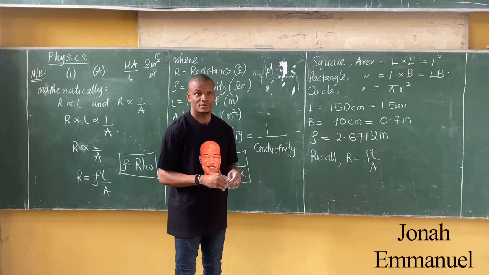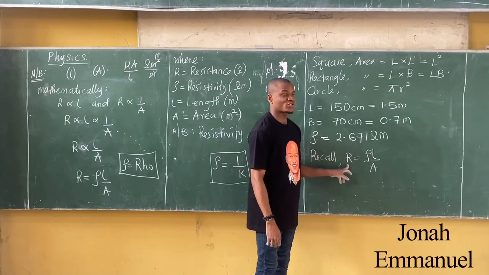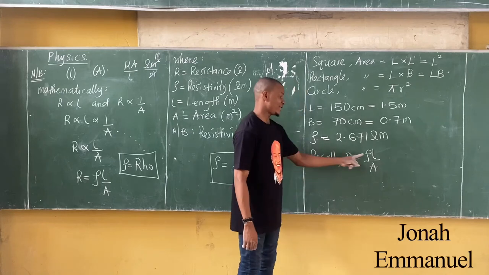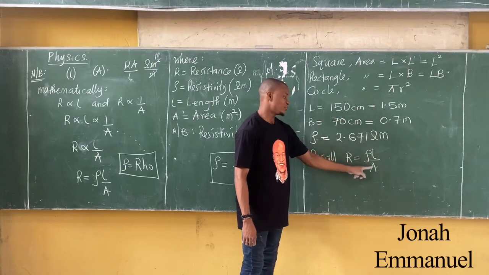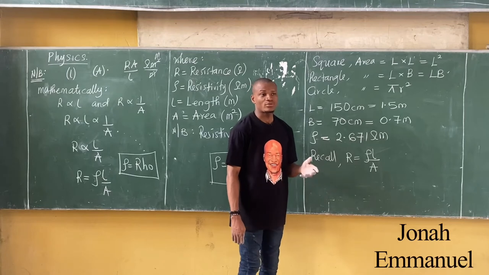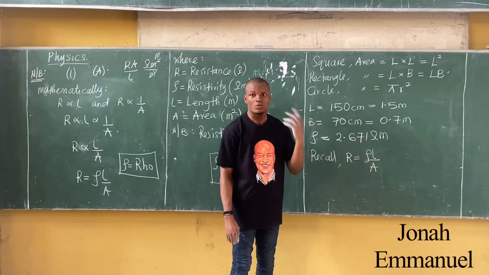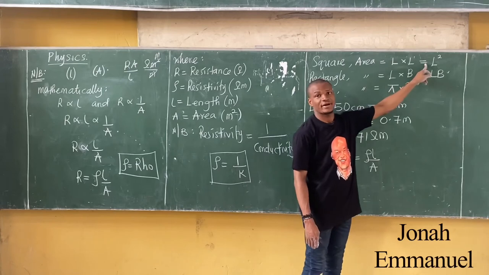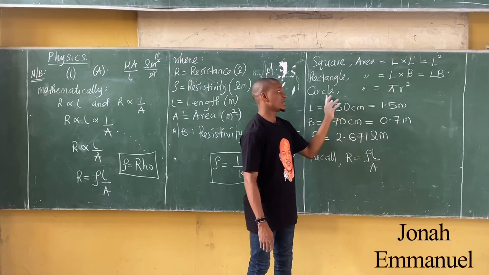To get the resistance, I must multiply resistivity with length all over area. I have a value for resistivity and a value for length, but there's no value for area. My task now is to find the area. When it comes to finding area, I will mind the type of conductor. If it's a square conductor, multiply the length twice, that's L squared. If it's a rectangular conductor, multiply the length by breadth. For a circular conductor, what do you do now?